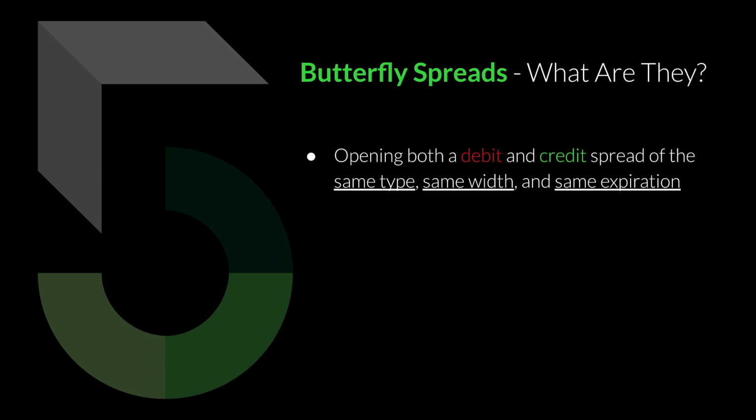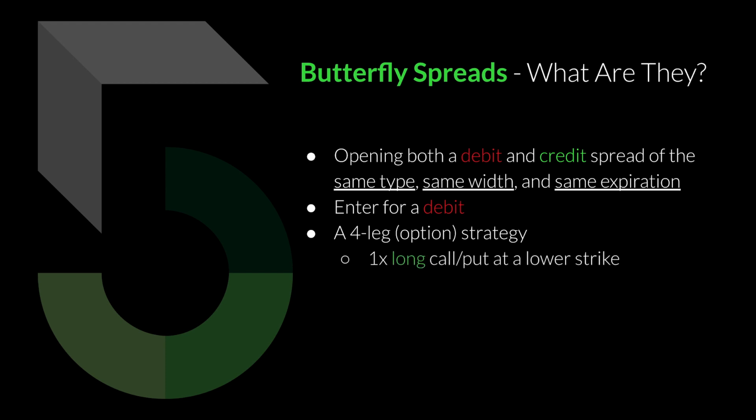Here what we're doing is we're opening a debit spread and a credit spread of the same type, either call or put. So this is once again a 4-leg or a 4-option play. In contrast to the iron condor, we're going to be entering this butterfly spread for a net debit. And again, because it involves 2 spreads, there's going to be 4 options that we're going to be using.